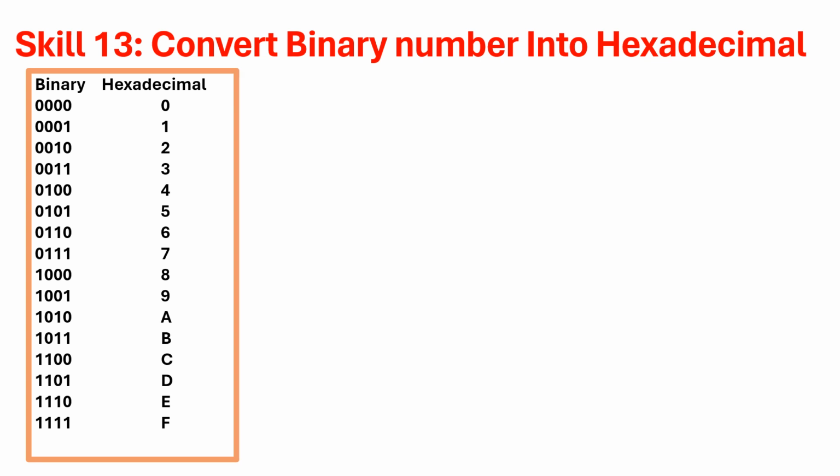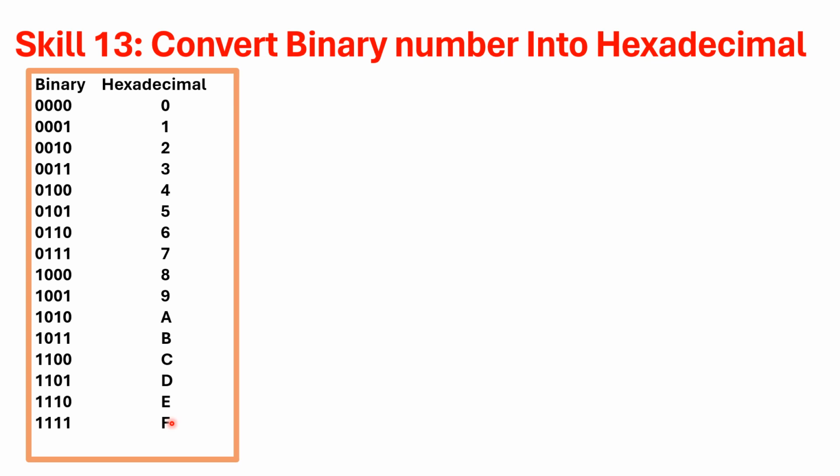Its base is 16. 0 to 9 is the same as decimal, but after 9, 10 is represented with the letter A, 11 with B, 12 with C, 13 with D, 14 with E, and 15 with F. The method to convert binary into hexadecimal is very simple.